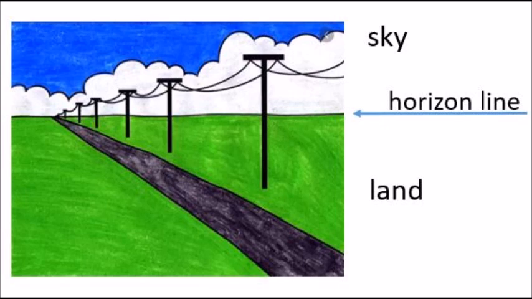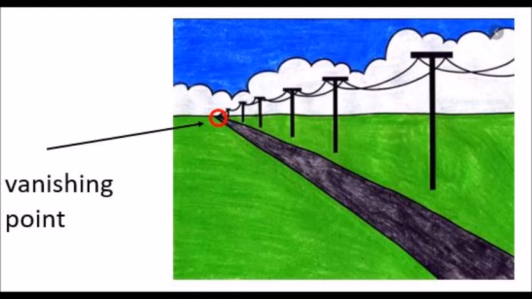Consider this image here. The horizon line separates the land from the sky. The artist also used a vanishing point, and the vanishing point is 1 dot on the horizon line at the end of the road. You can see that both of the lines of the road line up to the vanishing point. Using a vanishing point helps to create the illusion of depth.